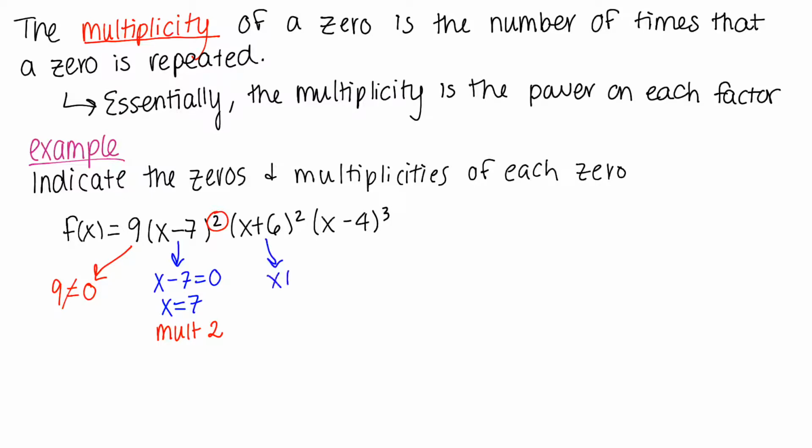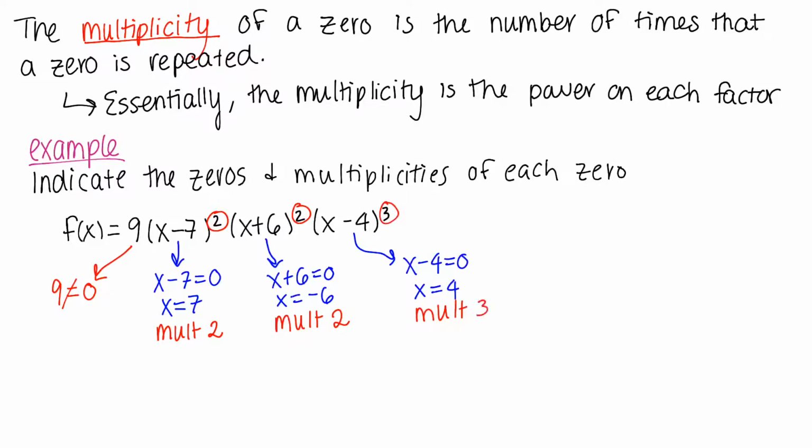Here, x plus 6 equals 0. So x is equal to negative 6. And the multiplicity on this guy is 2, because that's his exponent. X minus 4 equals 0, x is equal to 4, and his multiplicity will be 3 because that's the exponent on him. And those are our answers there.